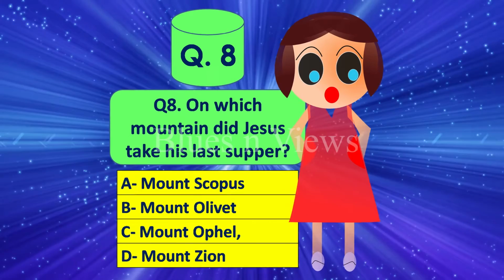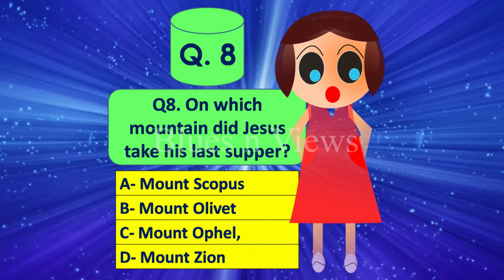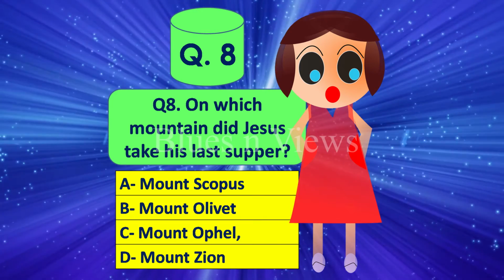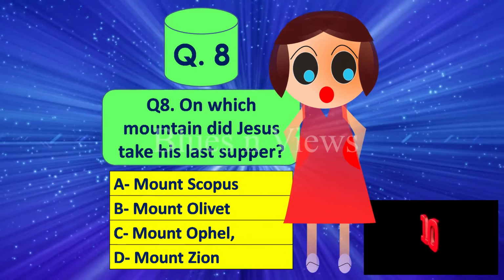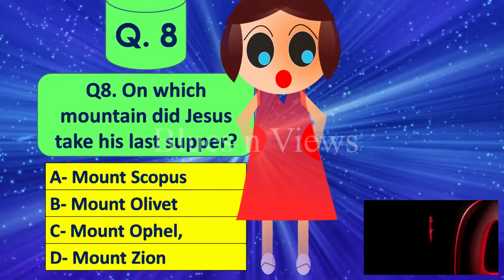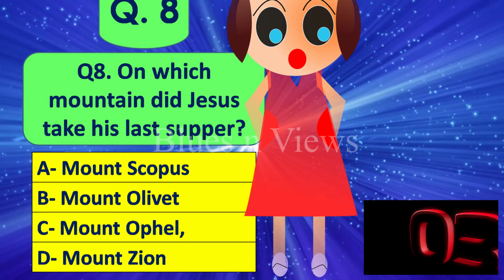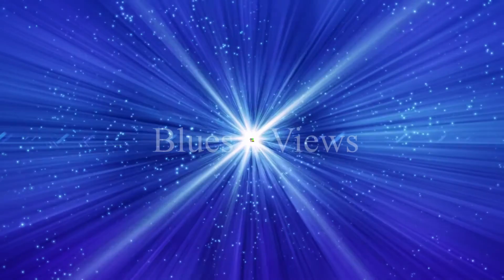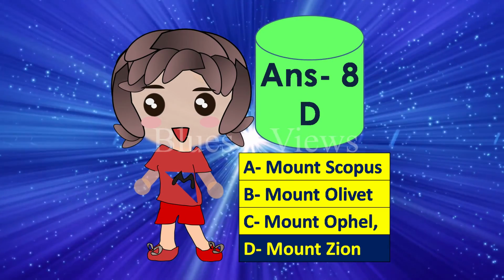Question 8. On which mountain did Jesus take his Last Supper? Options are A. Mount Scopus, B. Mount Olivet, C. Mount Ophel, D. Mount Zion. Answer 8 is D. Mount Zion.